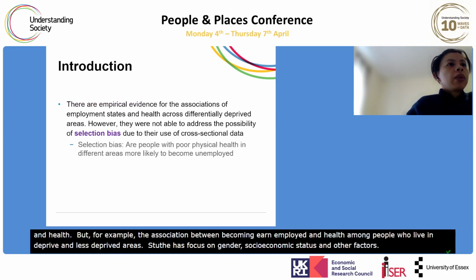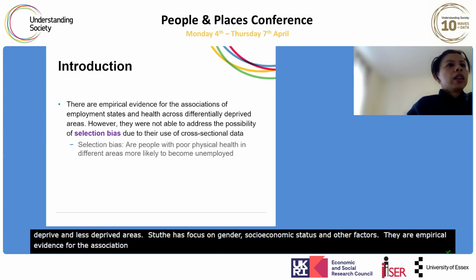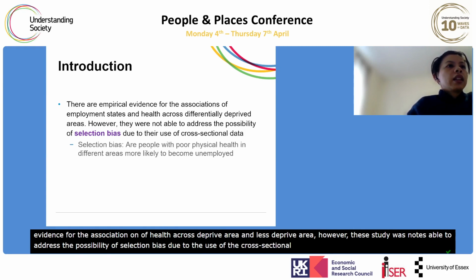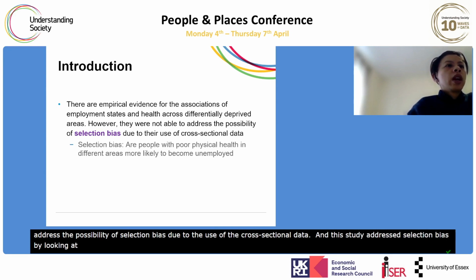There is empirical evidence for the association of employment state and health across deprived and less deprived areas. However, these studies were not able to address the possibility of selection bias due to the use of cross-sectional data. This study addressed selection bias by looking at the question of whether people with poor physical health in different areas are more likely to become unemployed.